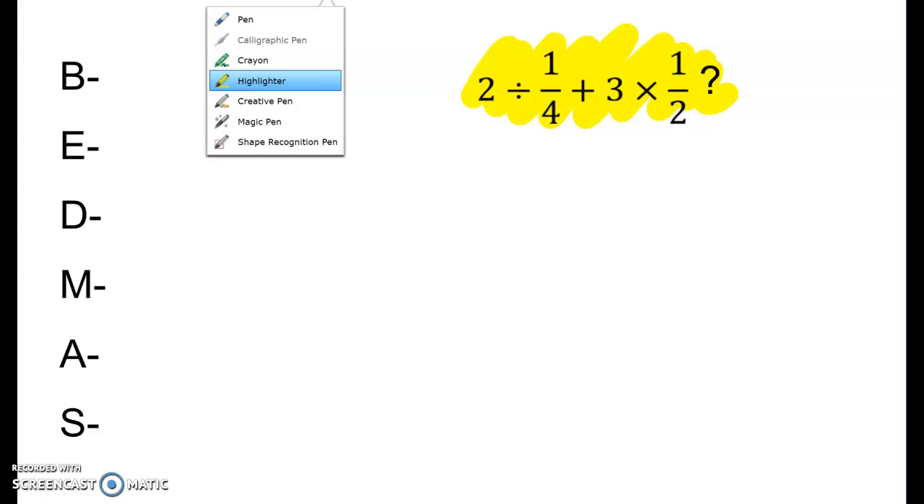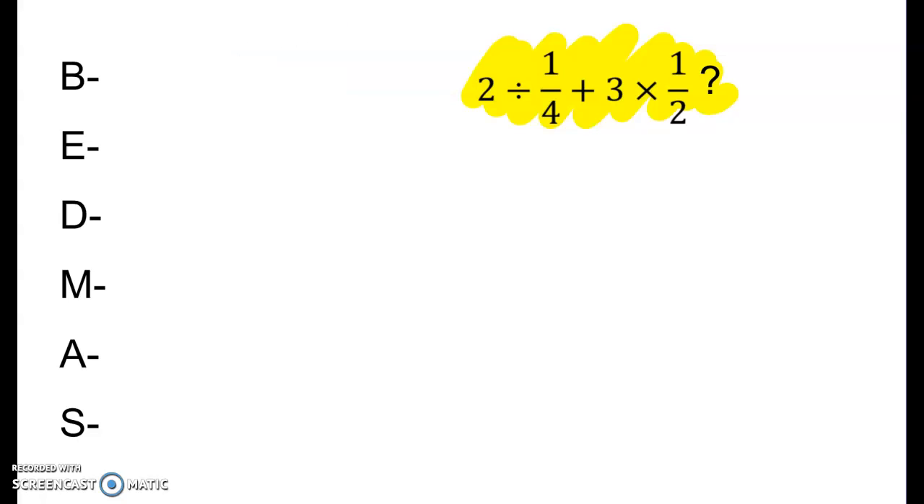Now, when we're doing this type of work, we need to follow a set of rules. If all of us started anywhere in this question, say some people started by multiplying 3 times a half, and some people started by adding a quarter and 3, and some people started by 2 divided by a quarter, we would all get different answers. The whole world over, when you're doing math, you need to follow the order of operations. And you have learned that by the acronym BEDMAS.